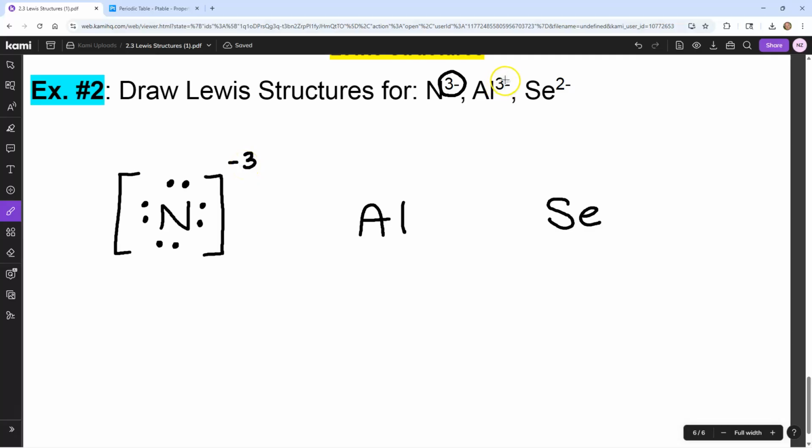Okay. Now aluminum doesn't have a charge of -3. Aluminum is a metal, so it'll actually be +3. So because it is losing electrons, it will not have any dots. And we're going to give it a charge of +3.